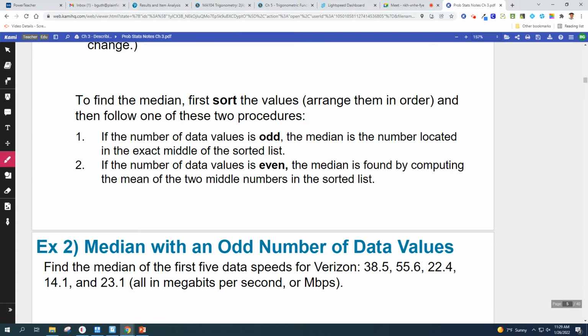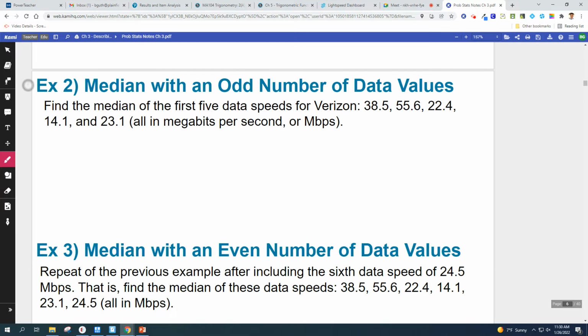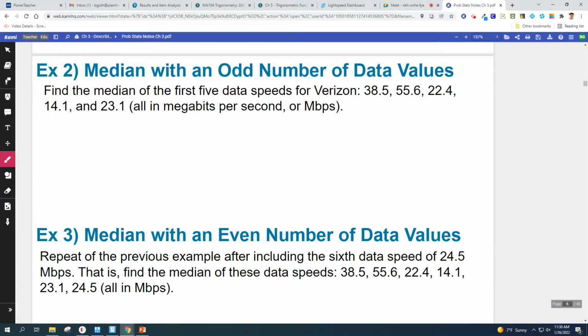To find the median, first sort the values or arrange them in order, and then follow one of these 2 procedures. If the number of data values is odd, the median is the number located in the exact middle of the sorted list. If the number of data values is even, the median is found by computing the mean of the 2 middles, the middle of the middle. Okay. And I know you've done this before. I know you've found the median. Median means middle. And so that's what we're trying to find. Find the middle of your list of numbers.